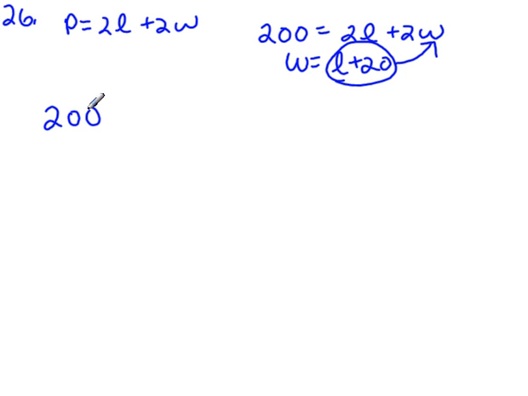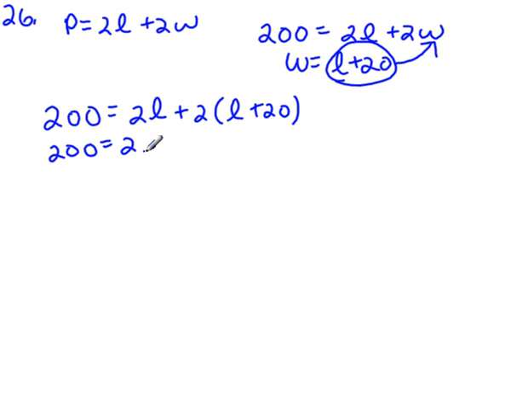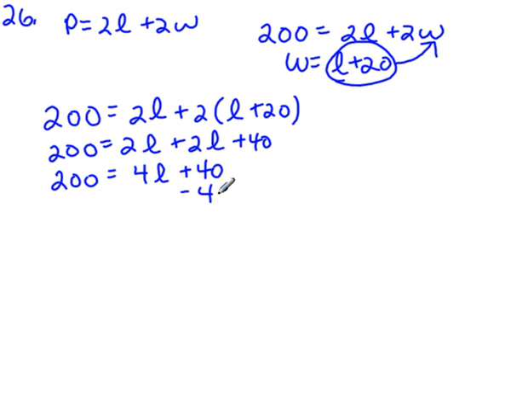So I have 200 equals 2 times the length plus 2 times the length plus 20. And that gives me 200 equals 2L plus 2L plus 40. All I did here was distribute. That gives me 200 equals 4L plus 40. I'm solving for that L, so I subtract 40 from both sides. And I get 160 equals 4L.